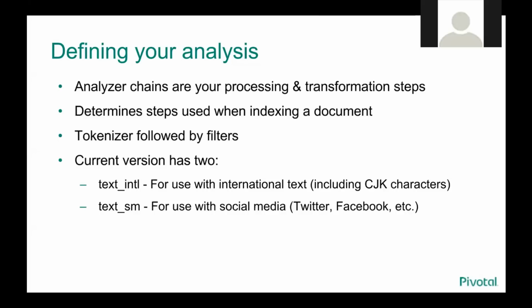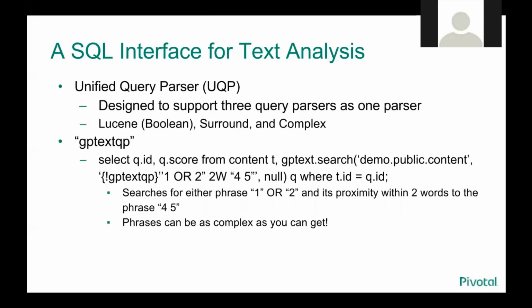What we did was we essentially took the 36 or so different analyzer chains that are available in Solr, and on top of that, we've added two more. One is Text International, for use with international text, particularly Chinese, Japanese, and Korean characters, as well as Text Social Media, for use with the social media fields to parse out hashtags, emoticons, short URLs, username mentions, and even other specific emoticons. So you would be able to parse them and equate them to particular terms.